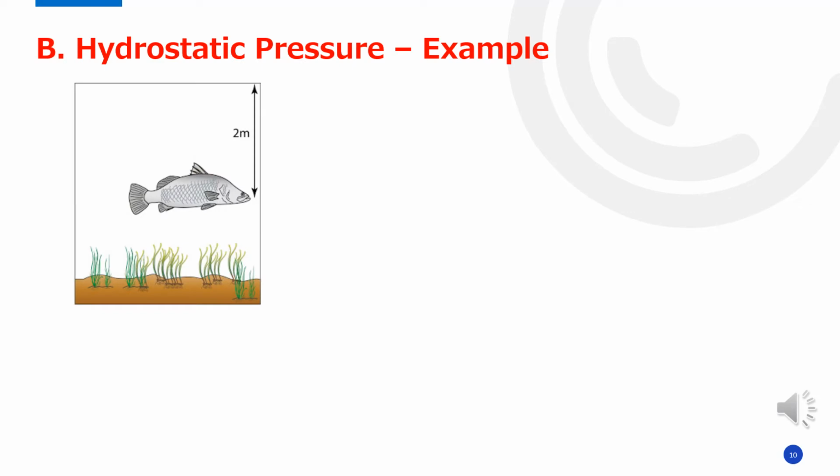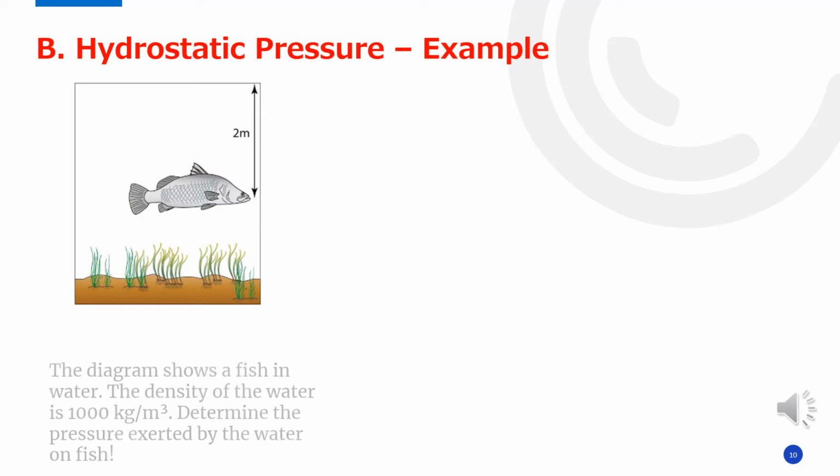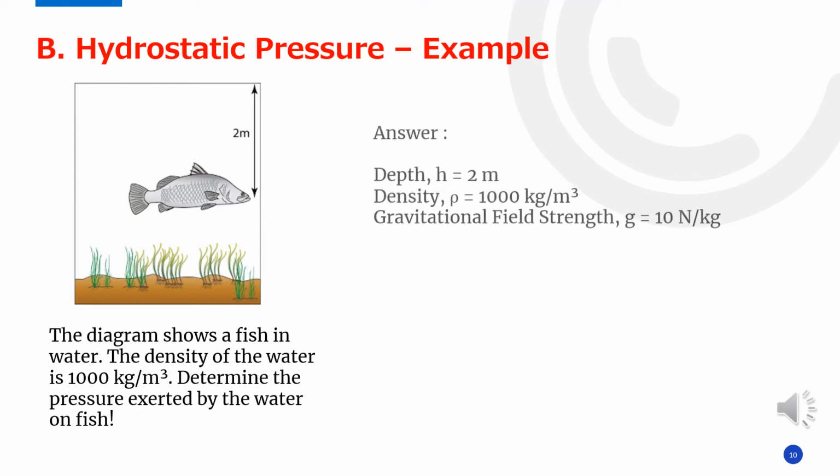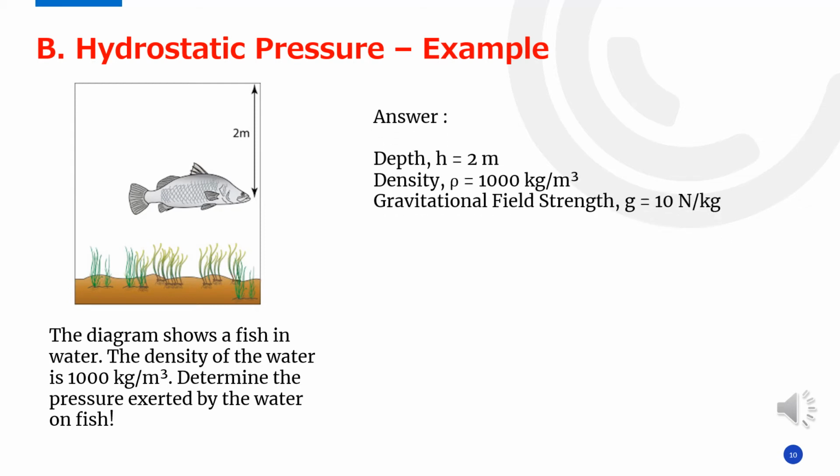Alright, let's solve this hydrostatic pressure problem. The diagram shows a fish in the water. The density of the water is 1000 kg per meter cube. Determine the pressure exerted by the water on the fish. So from the diagram, the depth is 2 meters. And the density of water is 1000 kg per meter cube. And we know the gravitational field strength is 10 newtons per kilogram.